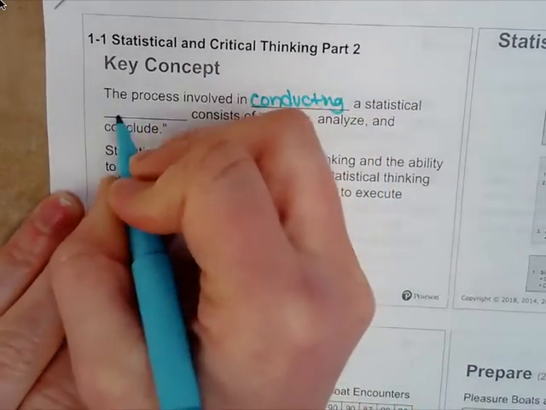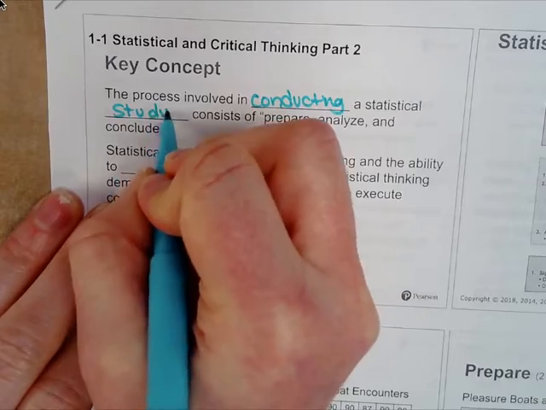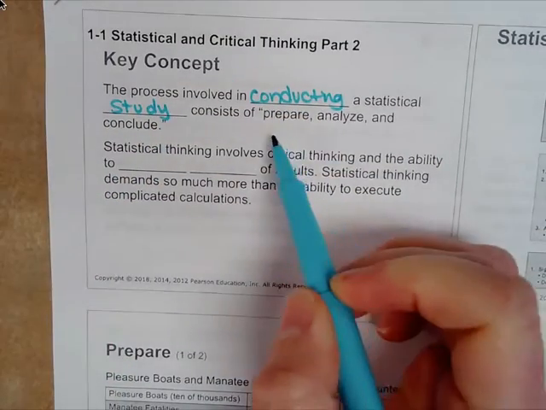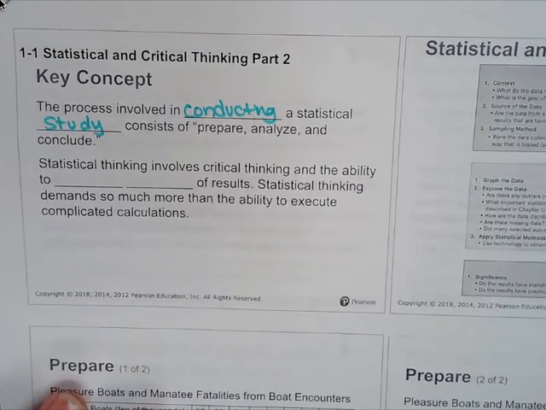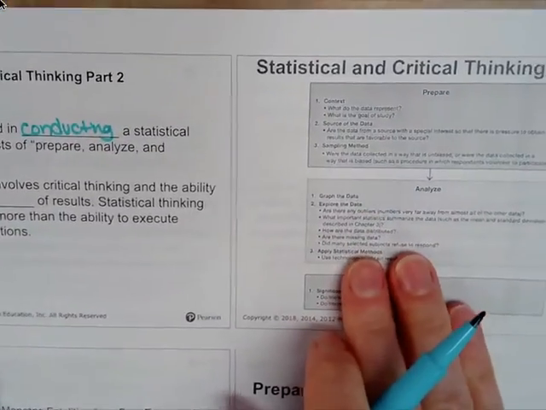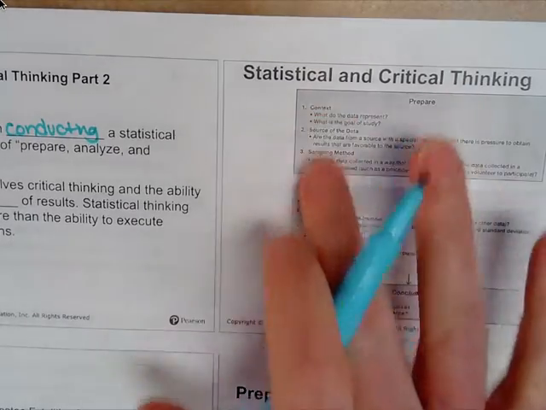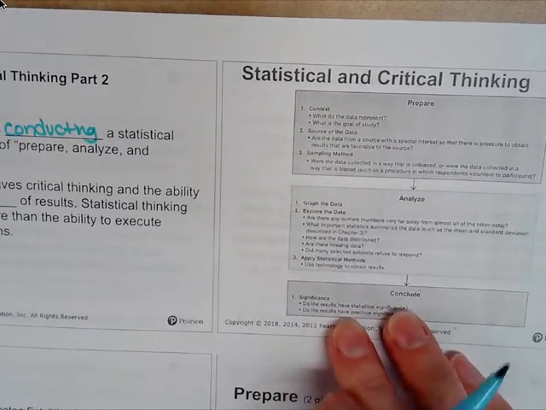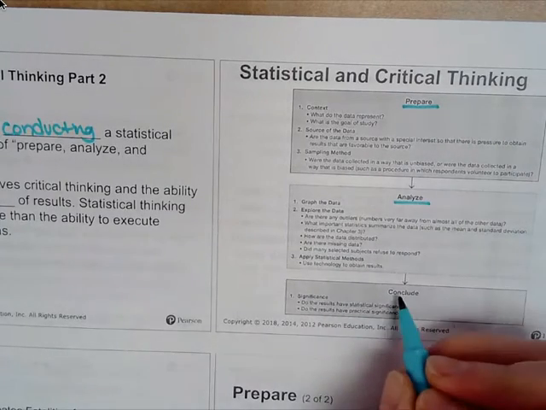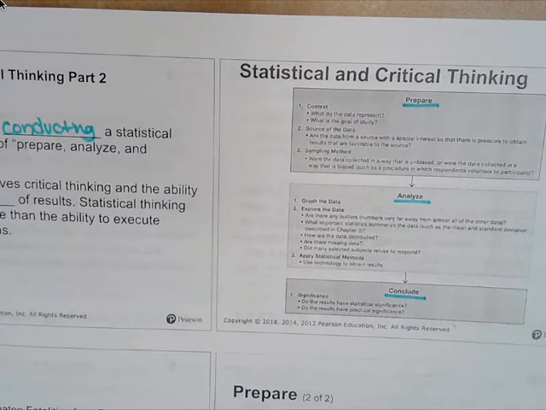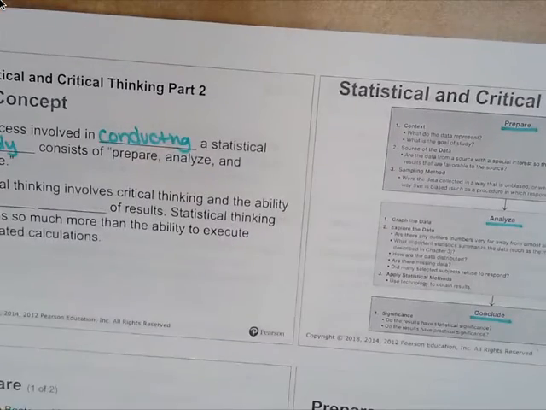So the key concept: the process involved in conducting a statistical study consists of prepare, analyze, and conclude. If you look at the second slide right here, this is the flow chart. You start with prepare, then you analyze the data, and then you make some sort of conclusions. We're going to go through each one of these processes, just real brief, because later we'll get into it more in depth.